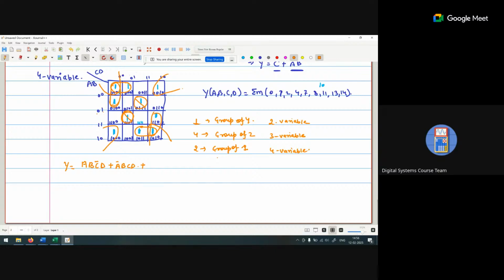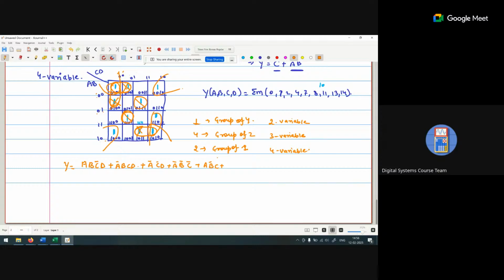Okay, so group of 2. So A is constant, so A bar. C and D are constant, D bar. This is clear. Now for this group, A and B are constant, A bar, B bar, and C is constant, C bar. So this is clear. Okay. Now we go with this one. A, B bar, because A and B are constant, and C is constant. So this is clear.